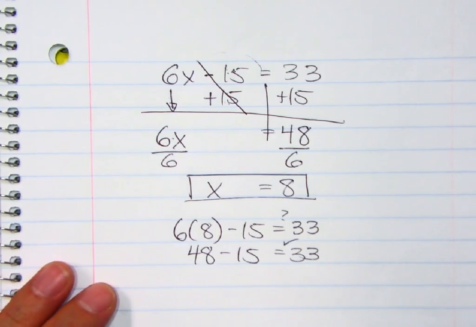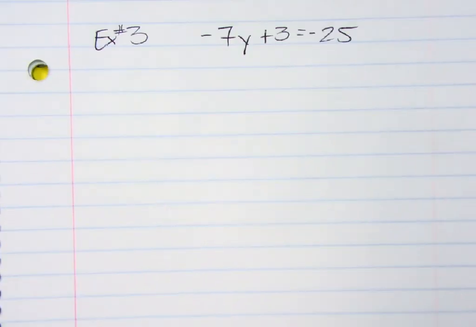All right, let's do a couple more practice problems. Okay, here's another one. Negative 7y plus 3 equals negative 25. Let's figure out what we do here.